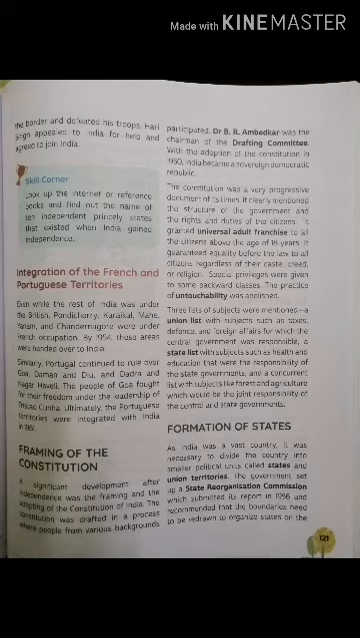Next comes formation of states. As India was a vast country, it was necessary to divide the country into smaller political units called states and union territories. Means India was not able to work, and the people in charge were not able to work, keeping India as a whole. So they divided India further into union territories and also into states.